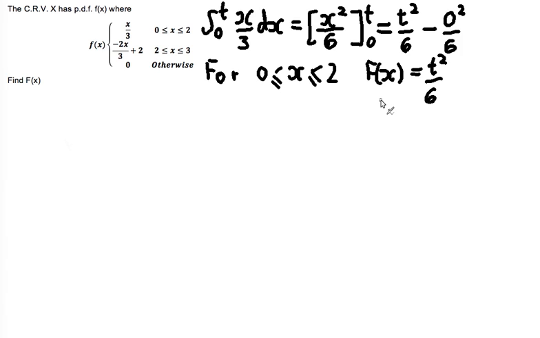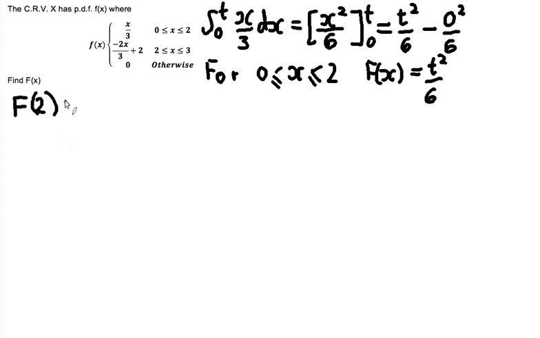Now what we need to do is exactly the same idea over the range 2 less than or equal to x less than or equal to 3, with the function minus 2x over 3 plus 2. The only slight difference here is that we need to take into account what probability has been accumulated over this first range here.